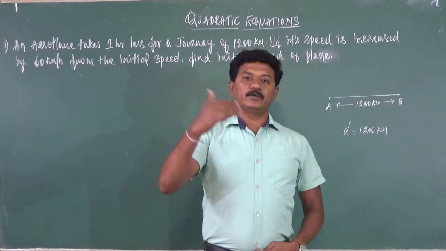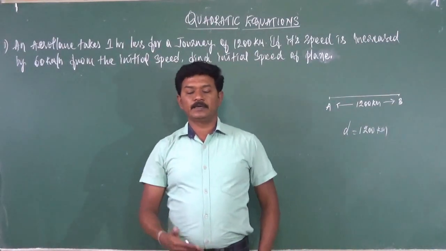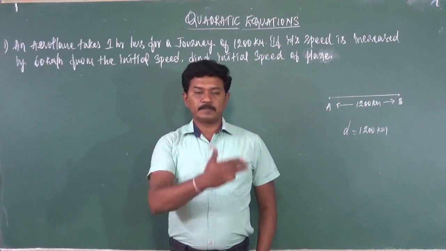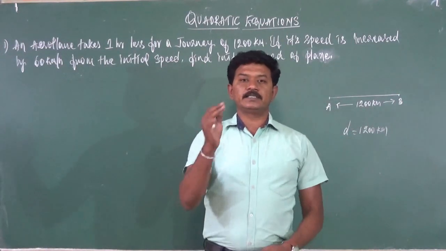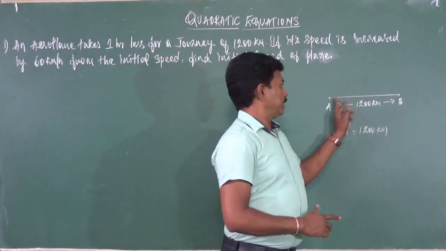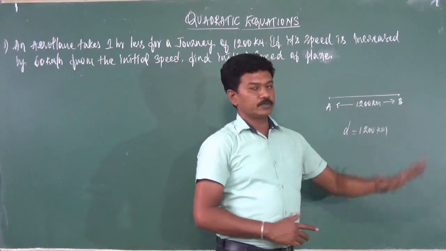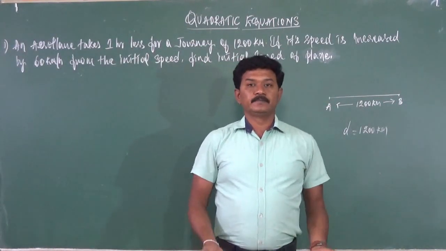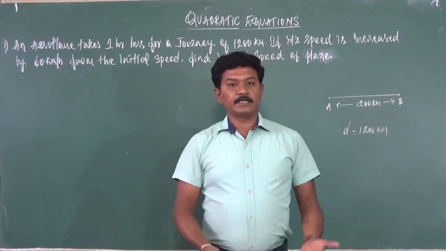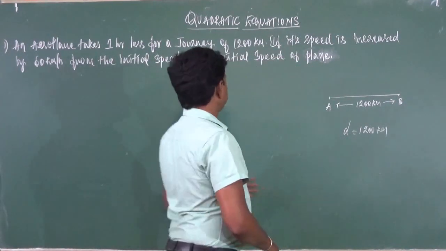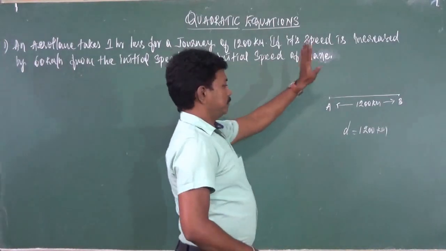That is, original speed is 400 km per hour, increased speed is 60 km per hour. So therefore the speed on that particular day is 460 km per hour. So if the aeroplane travels from A to B covering a distance of 1200 kilometers at 460 km per hour, then naturally the time decreases because speed has increased, right? So now find the initial speed of the plane.